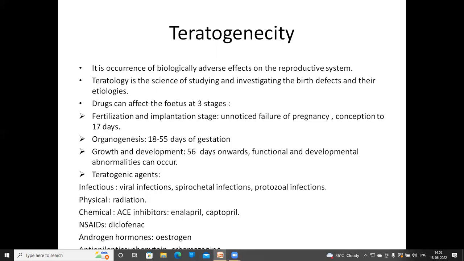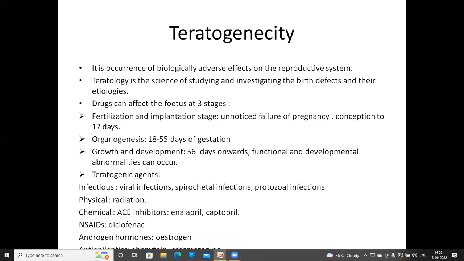Next one, teratogenicity. What is teratogenicity? It is a toxic effect which causes a biological adverse effect on the reproductive system. So what is teratology? Teratology is the science of studying and investigating birth defects and their etiologies.